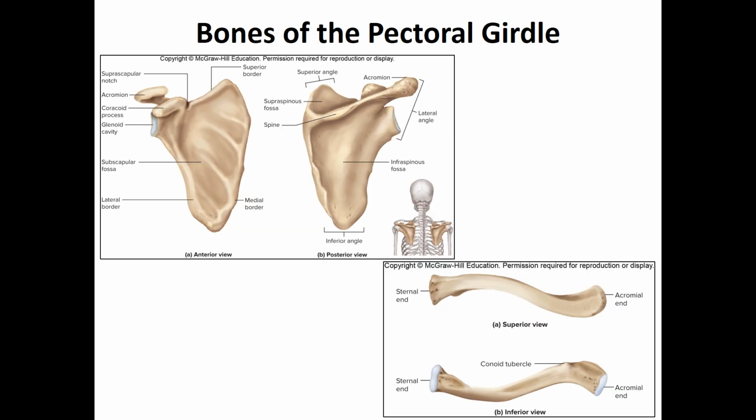To begin with here, we see bones of the pectoral girdle. As mentioned before, when they are articulated, they help to attach the upper limbs to the axial skeleton. The two bones that comprise this are the scapula and the clavicles.